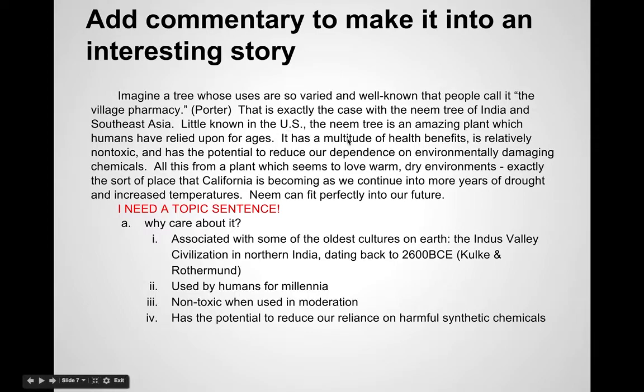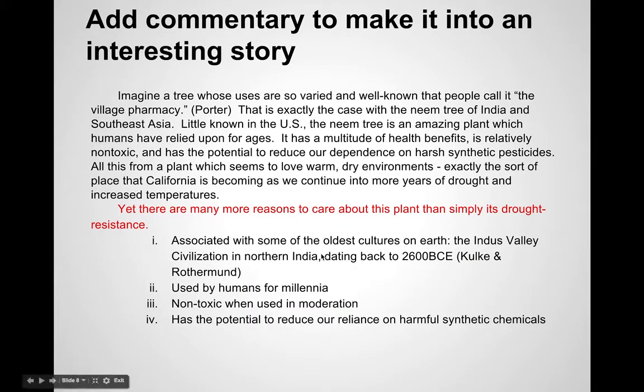And you may see some of these details in here. This is really my commentary. It's all in my own words, but it's capturing some ideas that I'm going to come to later on when I write about them in some more detail. And indeed, I'll write about them in even greater detail later on when I talk about environmental effects. But the first thing I notice next is, okay, first paragraph's done, now I need a topic sentence. Here it is. Yet there are many more reasons to care about this plant than simply its drought resistance.